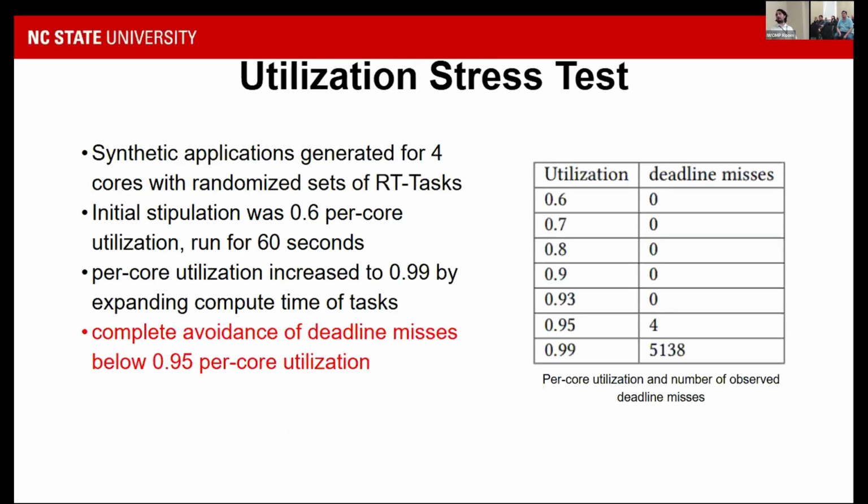So for the bots and EPCC synthetic tasks, this is the utilization stress test. We could show complete avoidance of deadline misses for the synthetic tasks at below 95% utilization. I'll note that utilization was adjusted in this case just by artificially inflating the compute time for the task without needing to actually change the real-time parameters of the task set.